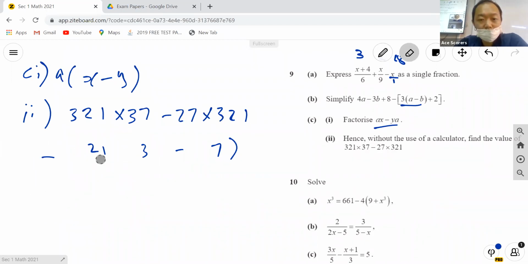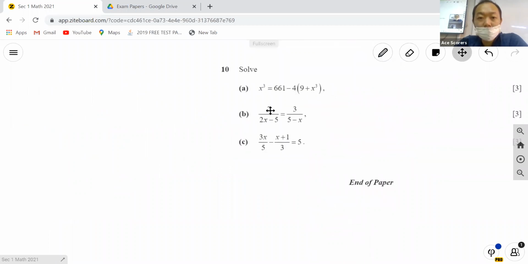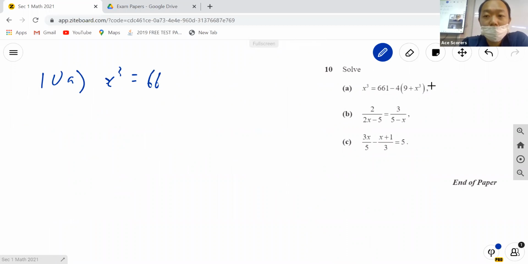So we go on to question number 10. So question 10, solve the first one. Solving means we need to find x. What is the value of x? So 10A, we got x cubed equals 61 minus 4 times inside. So 4 times 9 is 36. Then minus 4x.